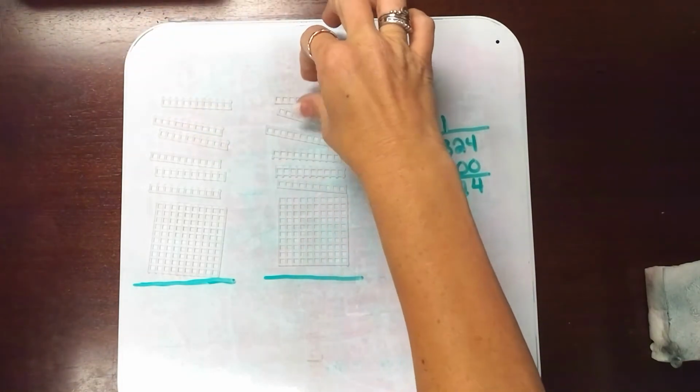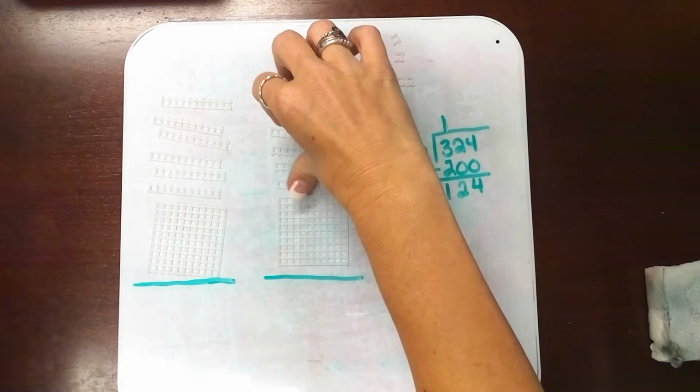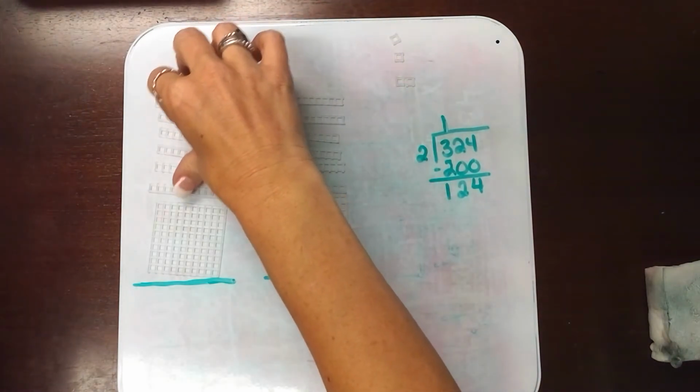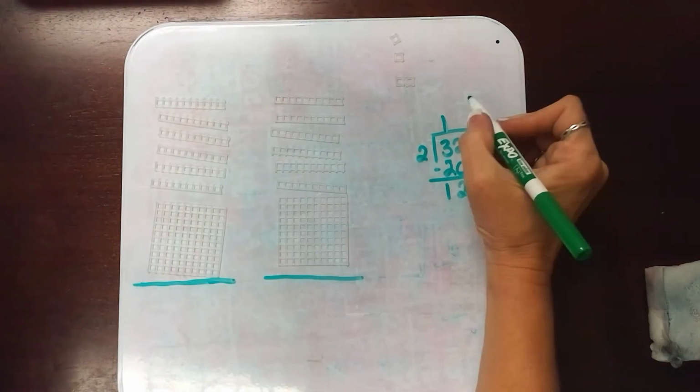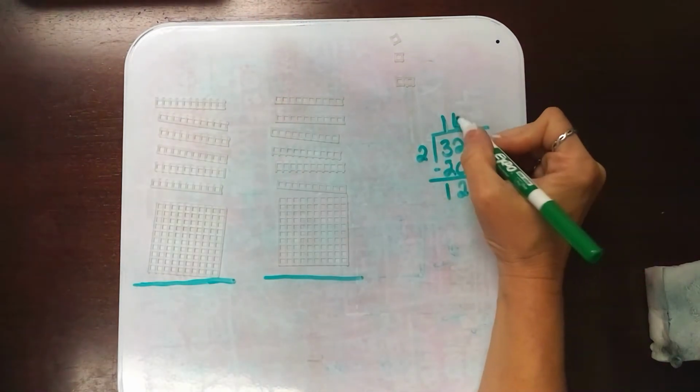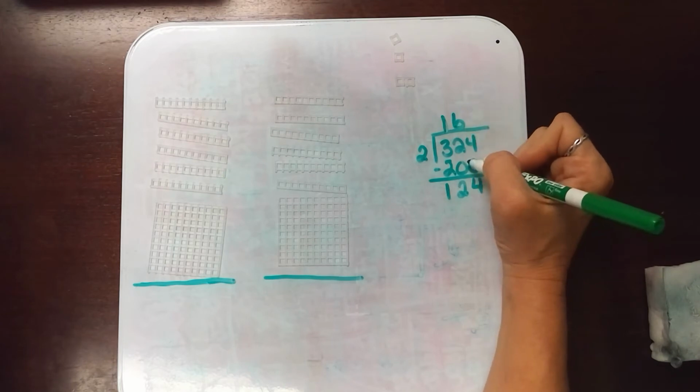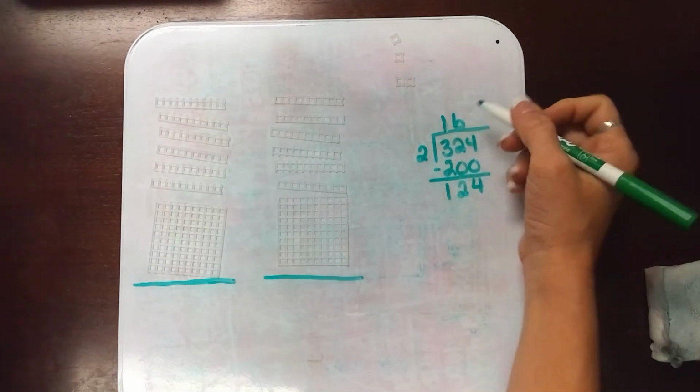But I want them to see it. It's about them having the understanding of why the standard algorithm works. So 1, 2, 3, 4, 5, 6 in each group. That's correct. So I put 6 tens. That's also why I'm putting it above the 2. It's all in the tens place. It has to do with place value.